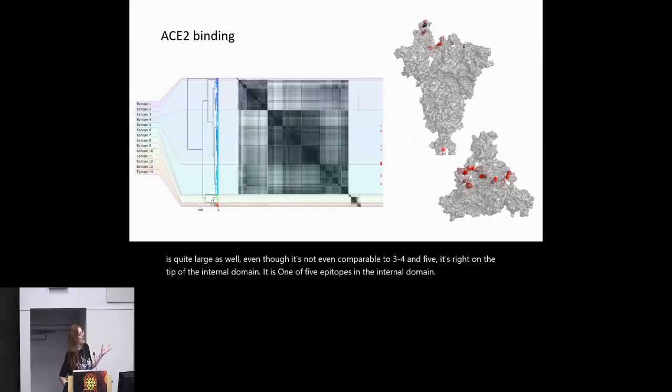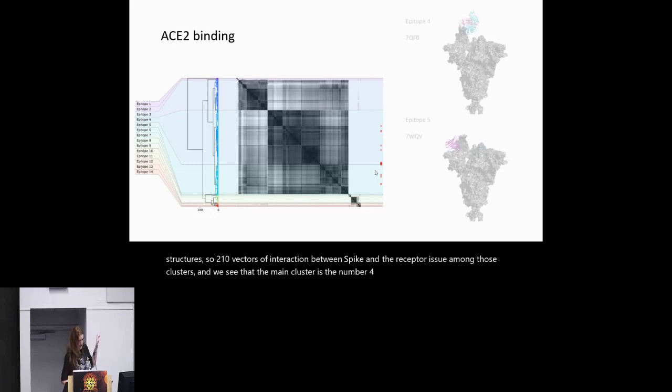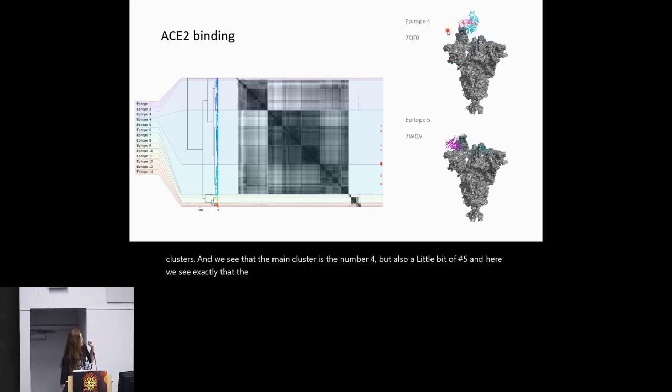This method also allows us to sort other vectors of interaction, for new complexes or even for interactions with the receptor ACE2, among those clusters. So here it's a clustering of 146 structures, 210 vectors of interaction between Spike and the receptor ACE2, among those clusters. And we see that the main cluster is number 4, but also a little bit of number 5. Here we see that number 4 is precisely on the receptor binding motif, but 5 is a little bit different regarding the geometry of the interaction with the receptor binding domain, though quite close to the receptor binding motif, and also sharing a few residues.